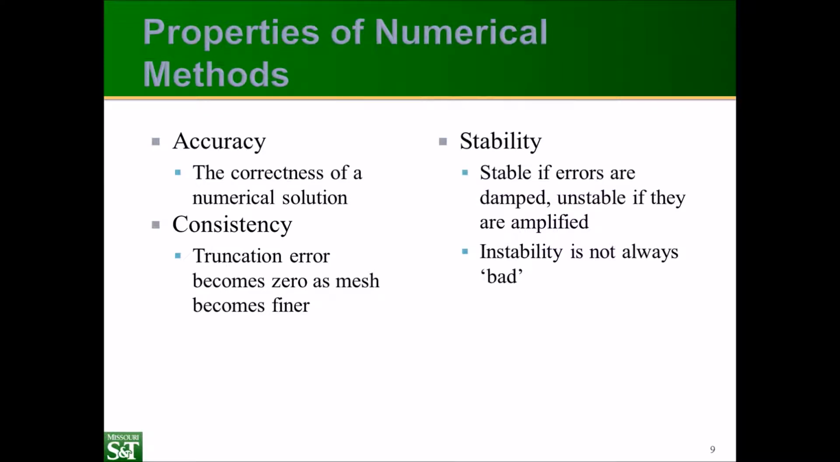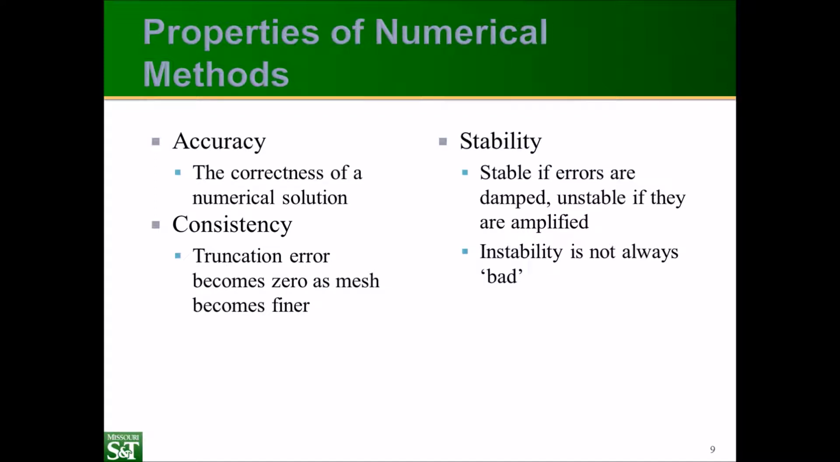Stability is also a big issue. It's a property of your solution method and the basic equations. And what it means for a solution to be stable is that errors tend to damp out over time rather than be amplified. Unstable solutions will not converge to a result. They're what we call a divergent solution.